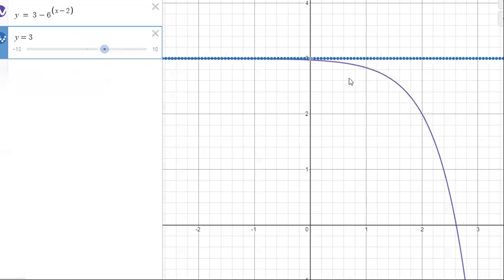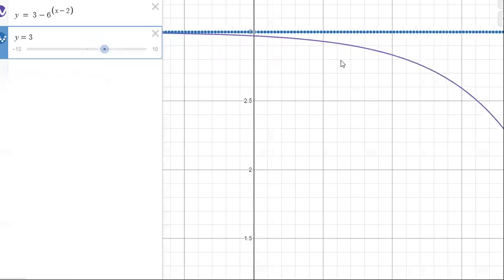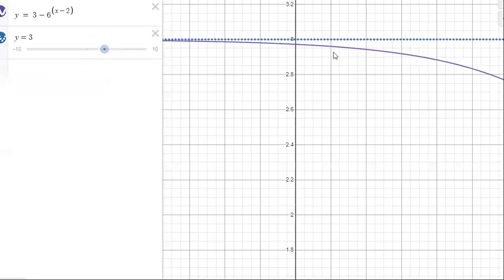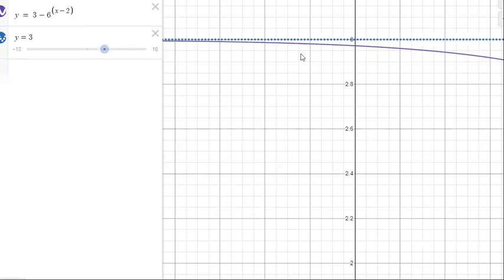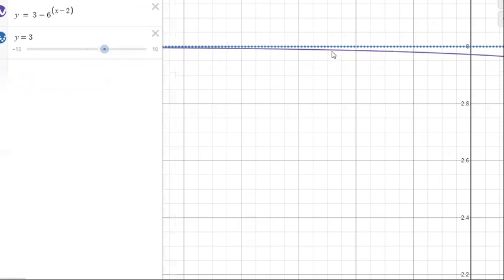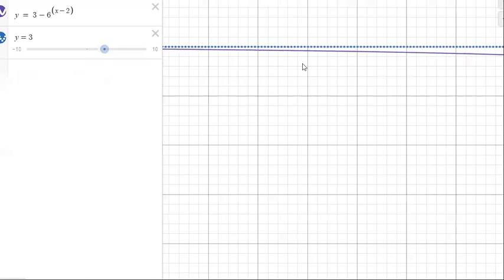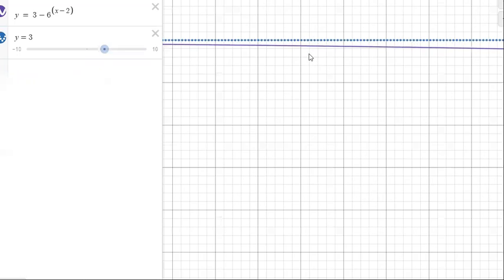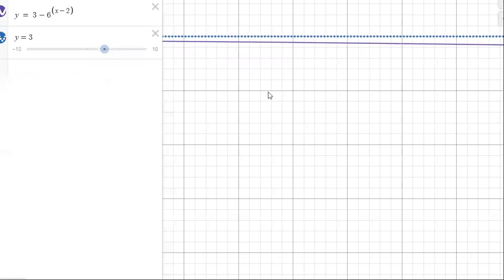So as we zoom in, the purple function is getting closer and closer to the blue dotted line, but it never crosses. And you can zoom in and you can see that for yourself. Y equals 3 is the horizontal asymptote.